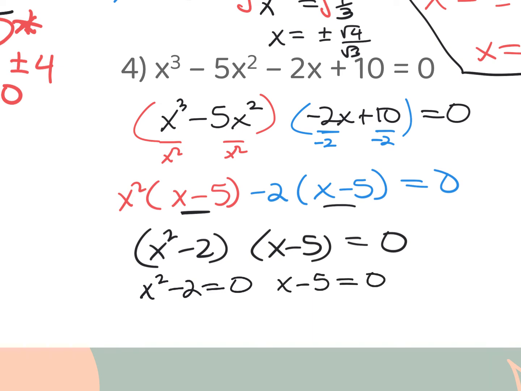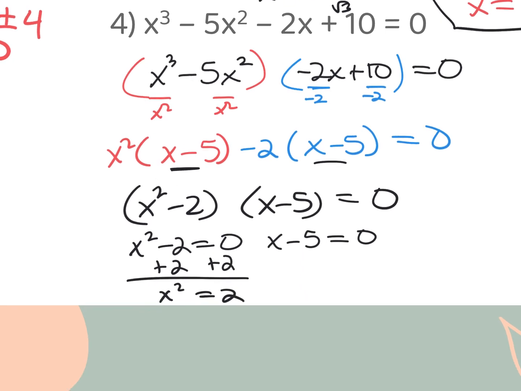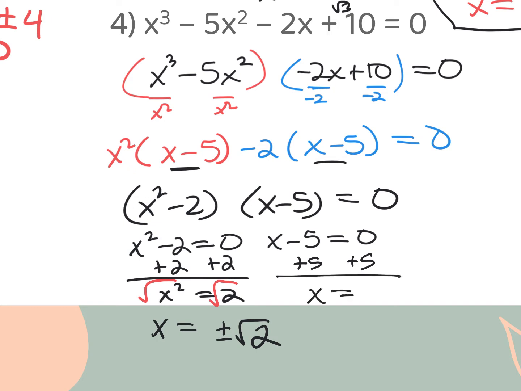I'm going to add 2. X squared equals 2. I use my square root method. So x is equal to plus and minus the square root of 2. Over here, I'll add 5. X is equal to 5. So these are my 3 answers.